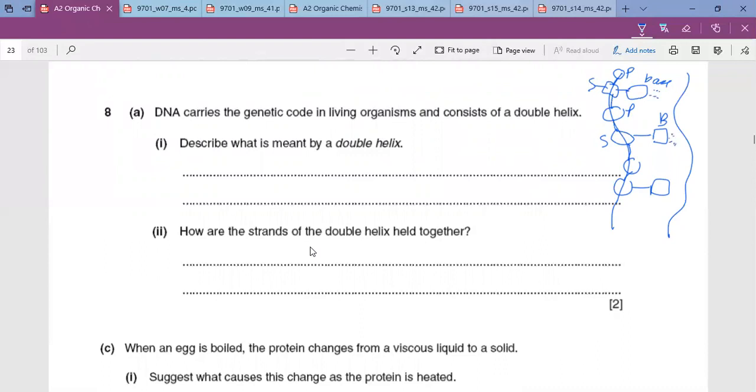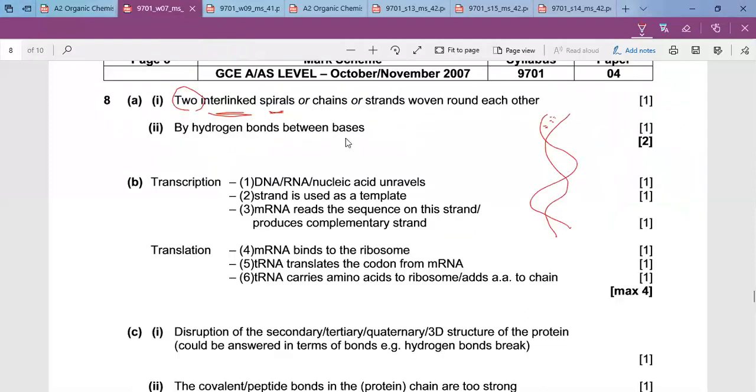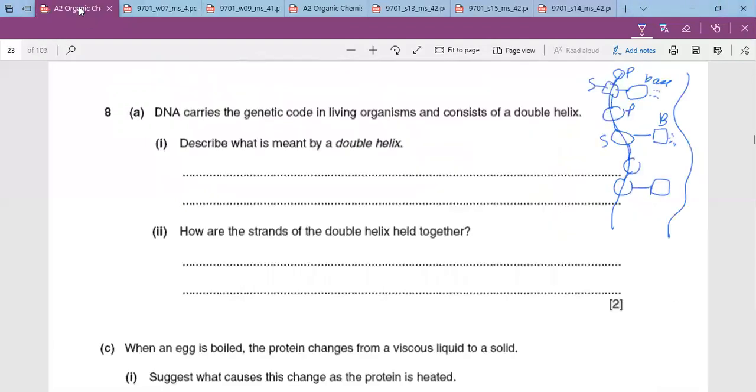So how are the strands in the double helix held together? Very simple. By hydrogen bonds between the bases. You must say between the bases. Two words are important in the marking scheme: hydrogen bonds. What are the bases? There are 4 types. Adenine with thymine: how many hydrogen bonds? 2. Guanine with cytosine: how many hydrogen bonds? 3. Very simple, isn't it? They'll ask you very simple questions because it's chemistry, it's not biology.